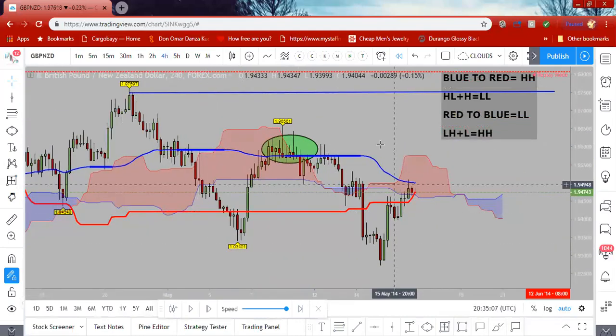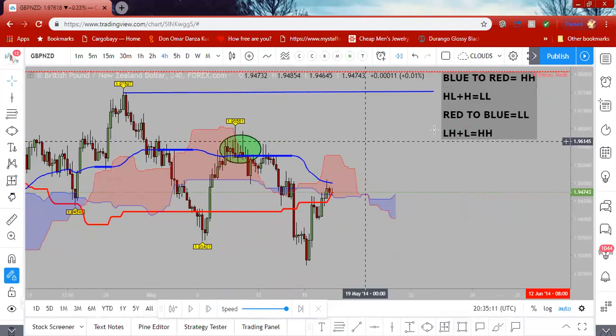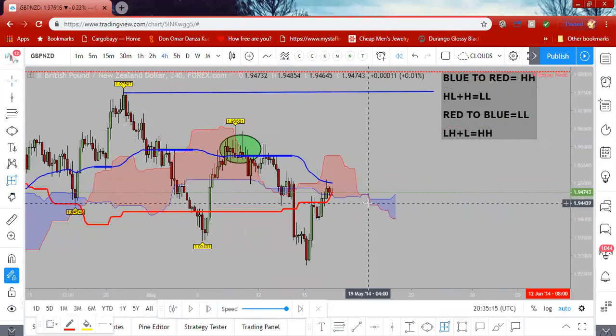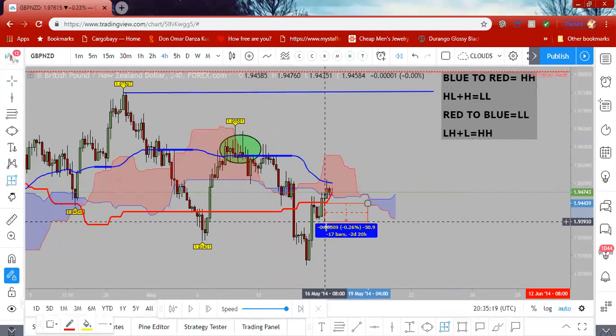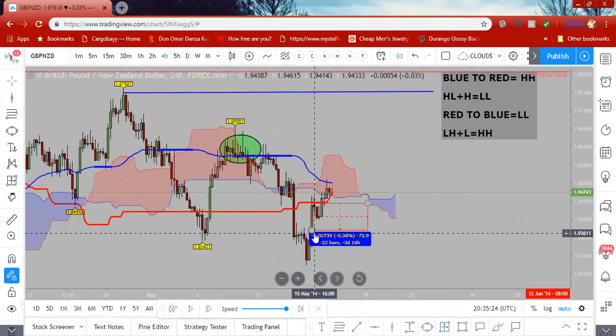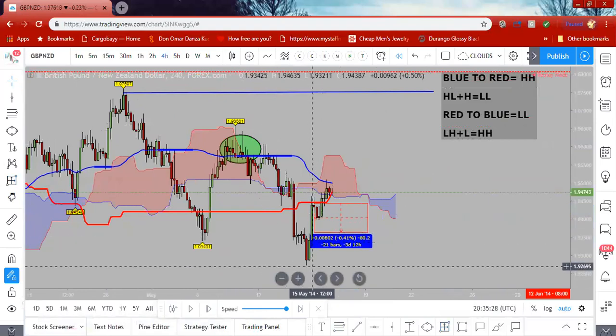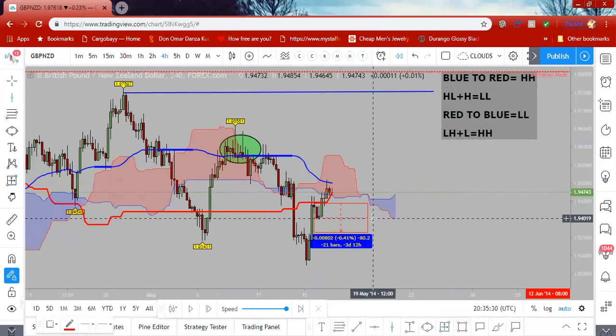Let's see what we got going on over here. All right, bet. So let's start this. Red to blue, lower low. Again, I'm seeing a cloud crossover ahead of time, so I draw this 21 candles before. Well, it's actually 22. So boom, 21. Red to blue, buy.